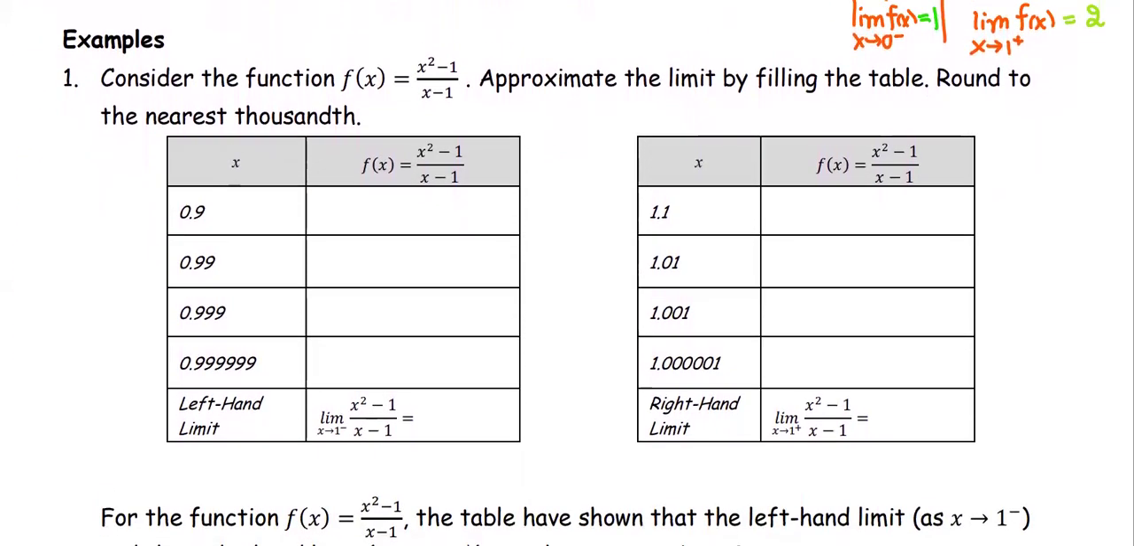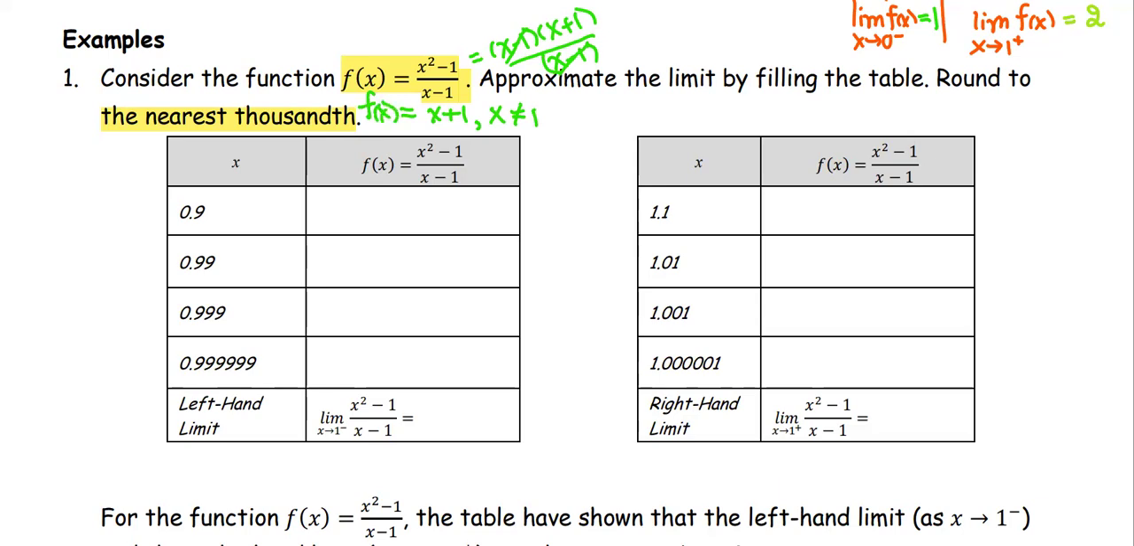Let's look at another example. Consider the function f of x equals x squared minus 1 over the quantity x minus 1. We're going to approximate the limit by filling the table, rounding to the nearest thousandth. For this function, x squared minus 1 is in factorable form, it is x minus 1 times x plus 1, all divided by x minus 1. The common factor here can be reduced. Therefore, the function is reduced to the form x plus 1 as long as x cannot be positive 1, because it's undefined there.